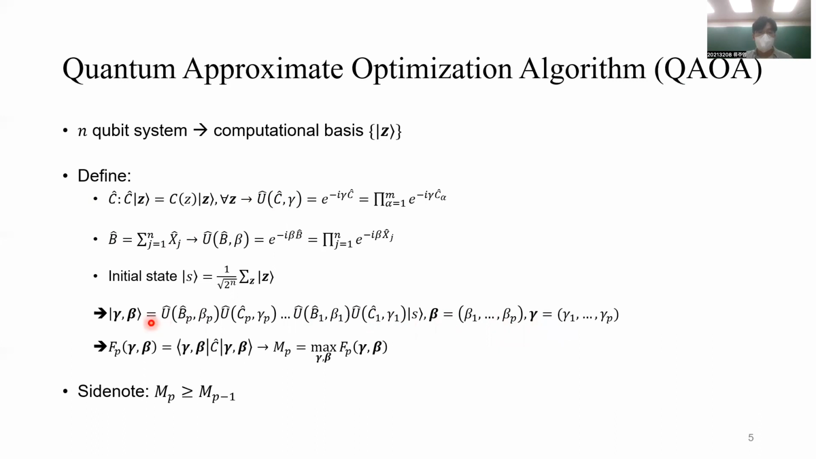Once we have this state, we can define the expectation value of the cost, and we call this F_p(gamma, beta). Note that there's a dependence on p because that determines how many U's we apply on S. Then we can maximize this value, and this maximum will be called M_p. One thing we need to note is that M_p is larger than or equal to M_{p-1}, because in order to get M_{p-1}, we can just let beta_p and gamma_p be 0. Then that is simply equal to M_{p-1}. So hopefully these definitions are clear.